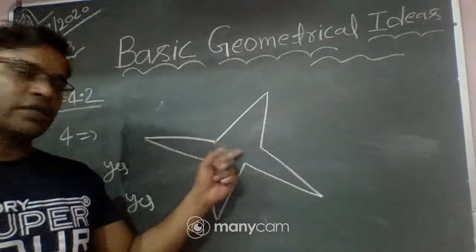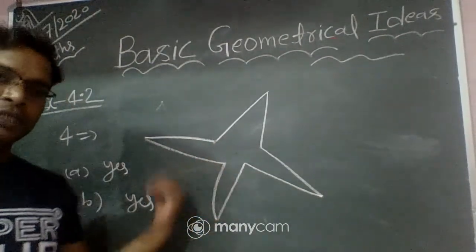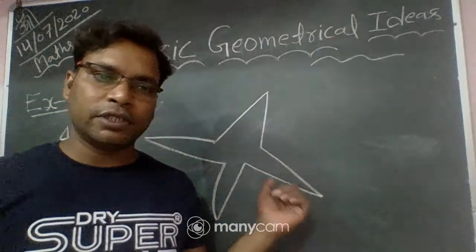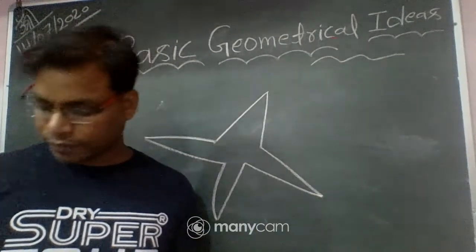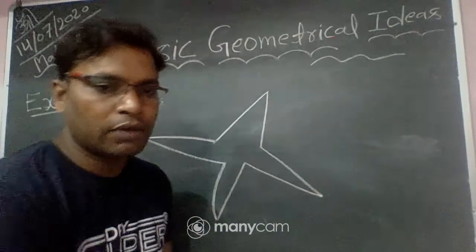Okay, this is a curve, this is closed. So yes it is a curve, yes it is closed. If the question asks is it a polygon, you can say yes, this is a polygon. Okay, next question number 5. What is question number 5?